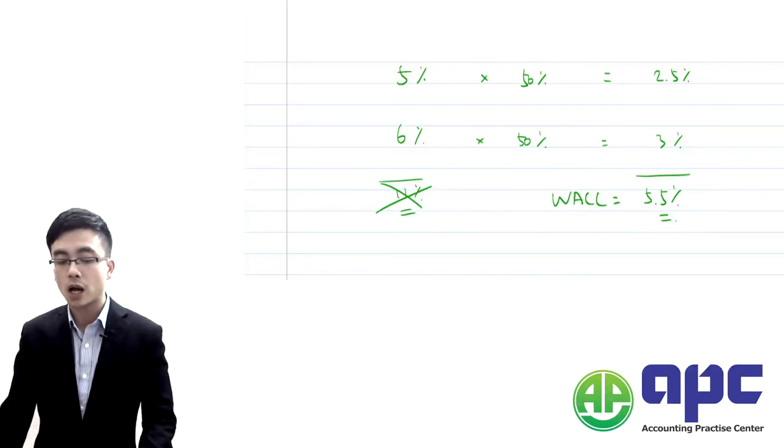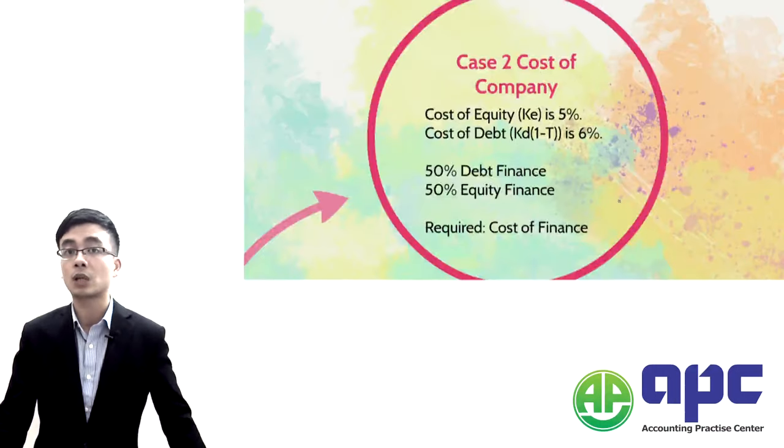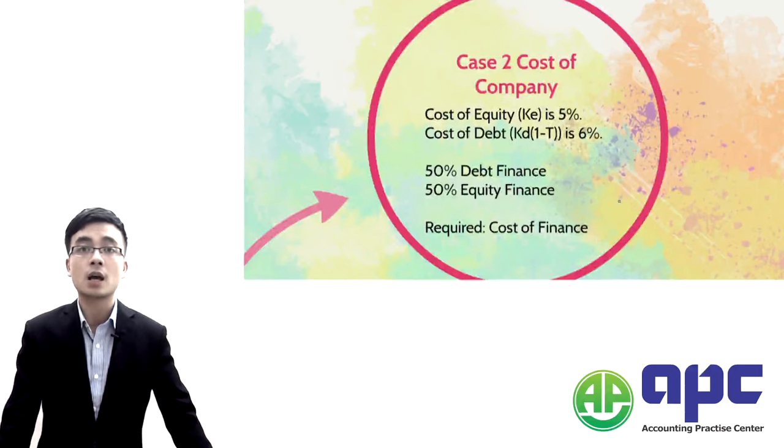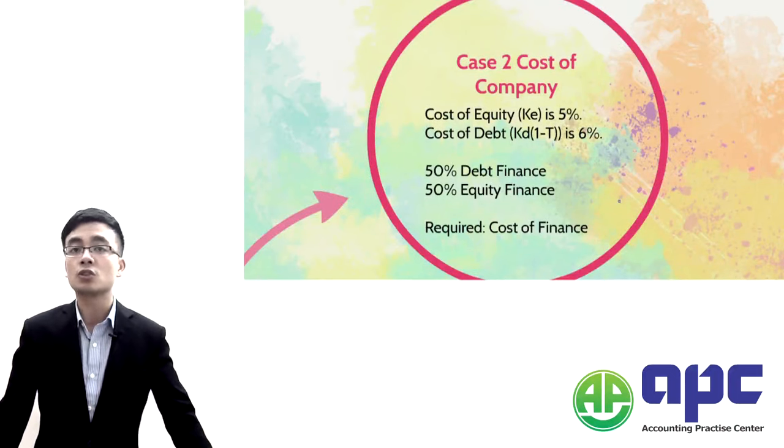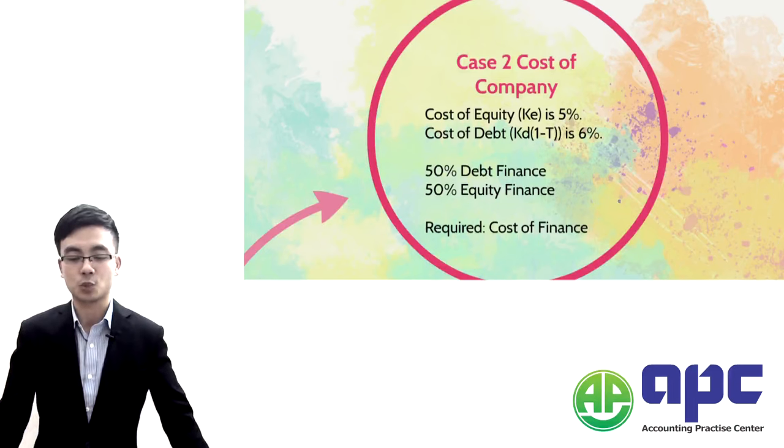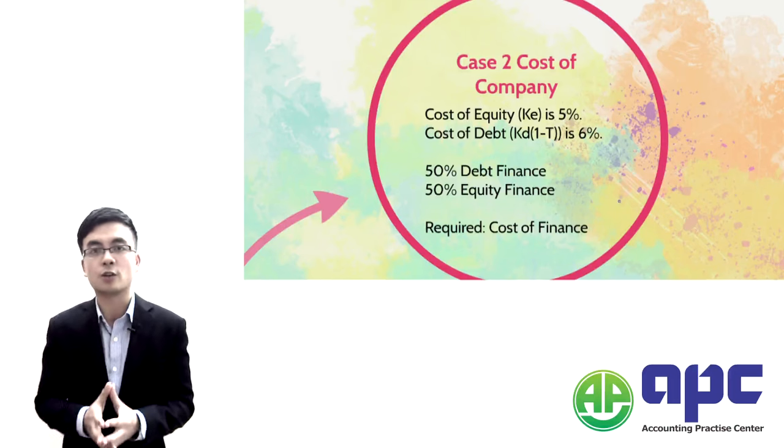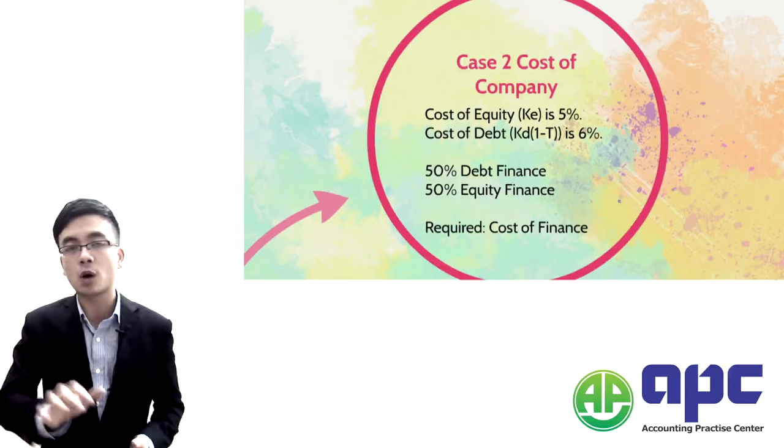So we'll use the WACC in doing quite a lot of things. For example, that would be the cost of finance for a business, or perhaps we're going to use the WACC to discount our cash flow in investment decisions, or perhaps we're going to use the WACC to value the business under the business valuation section as well. Of course, we'll detail those in due course, don't worry.